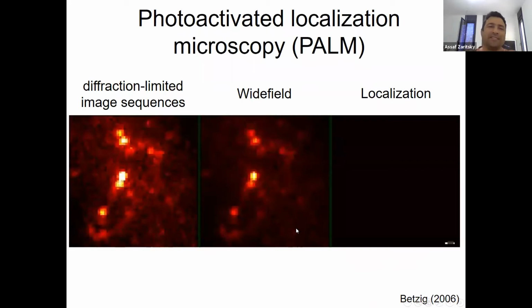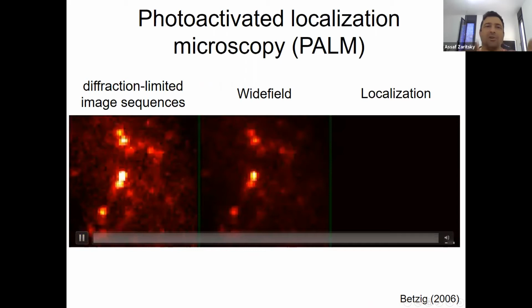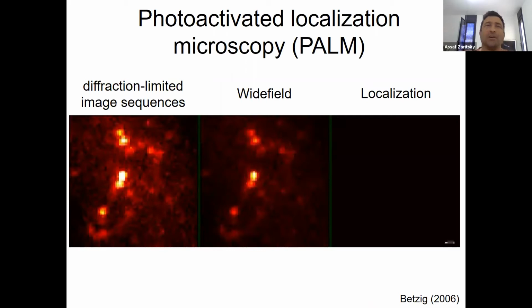The idea is that instead of 10,000 images, let's take 50 images, okay? And the question is, can we use 50 images to reconstruct what we can do from 50,000 images by learning a mapping that will overcome this diffraction limited problem, okay?